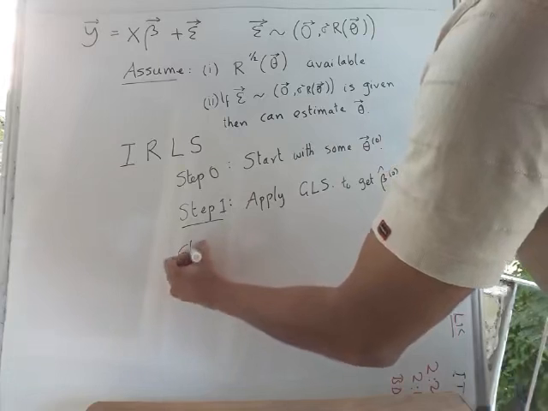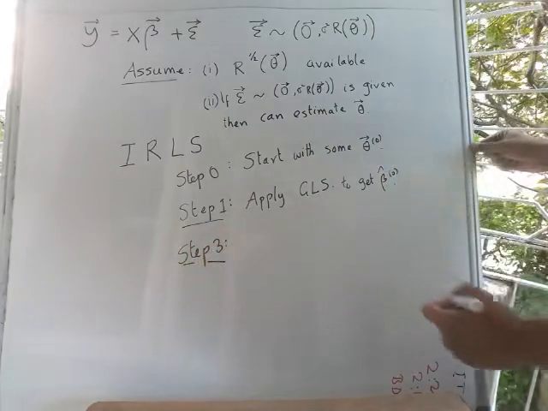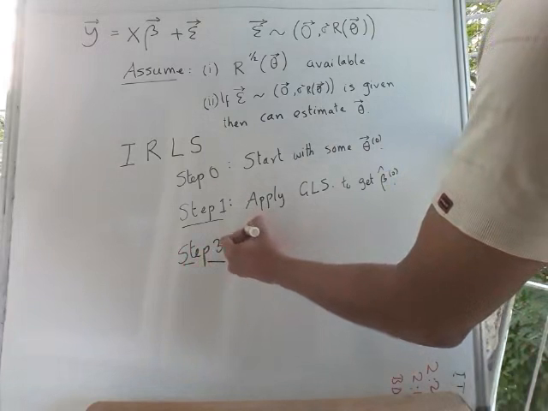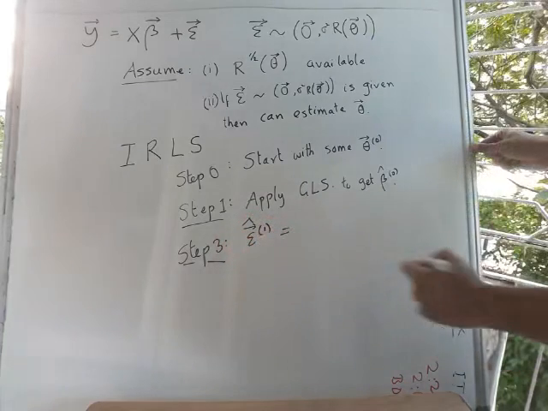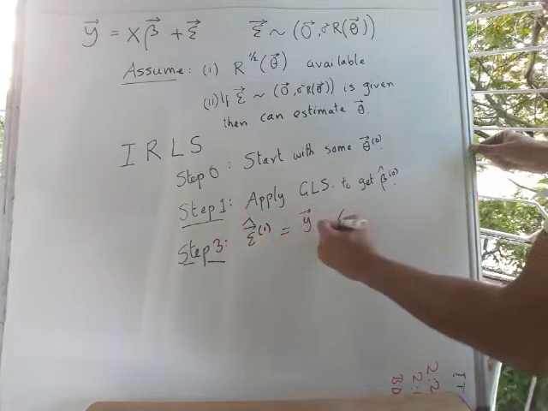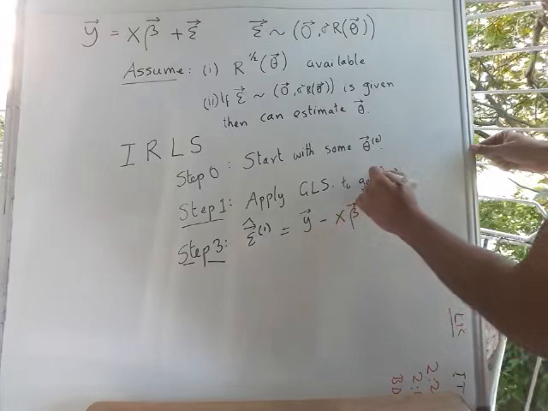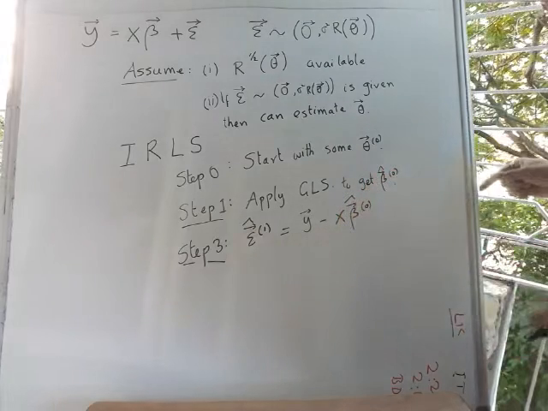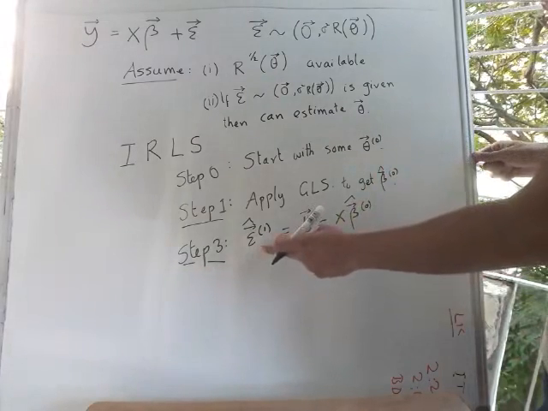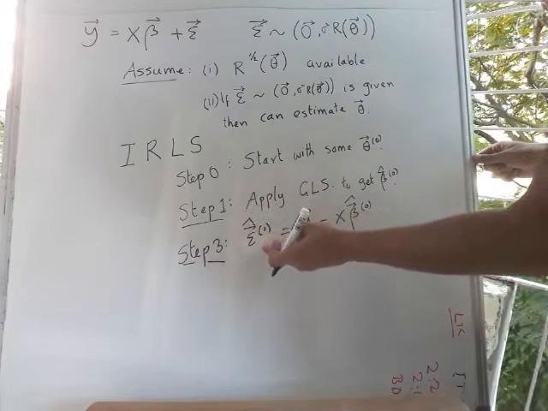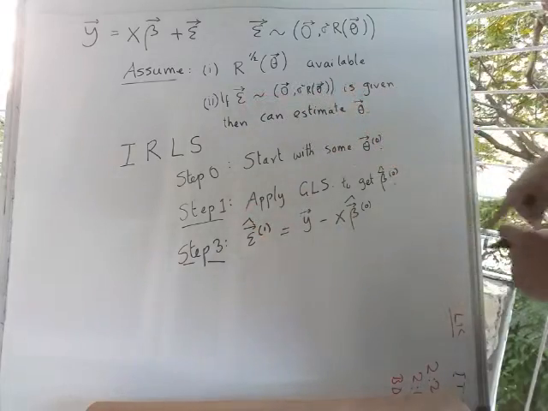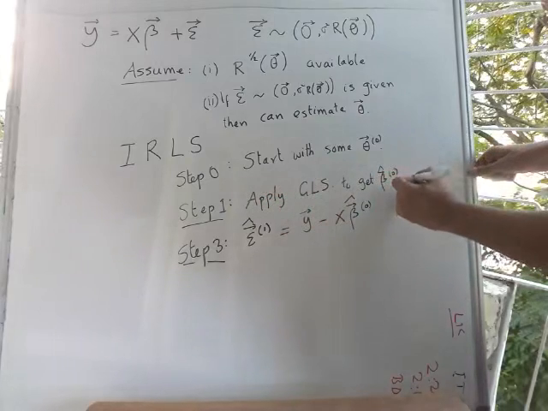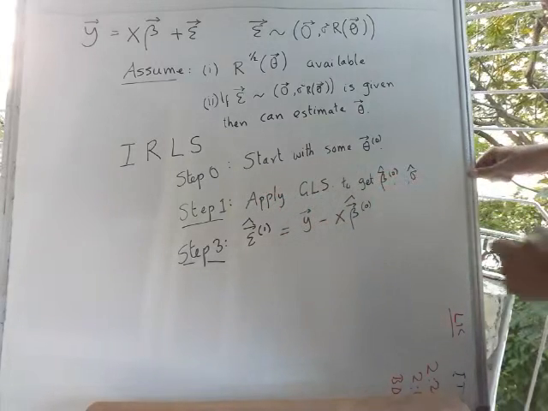Whatever you get, plug that in to get your epsilon hat. Step 3, define epsilon hat 1 as y minus x beta hat naught. So now you get some proxy values for the epsilons. I have assumed that if epsilons are given, then I can find my theta. So you have applied GLS to get this as well as your sigma square hat. From GLS you can get that also.